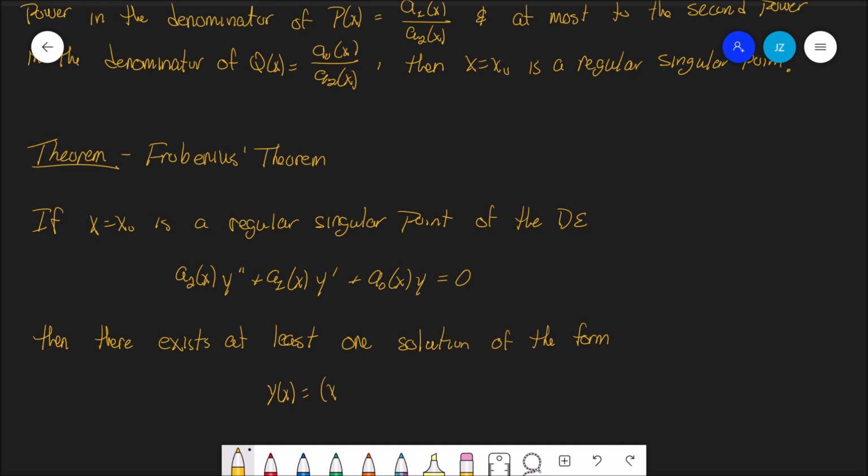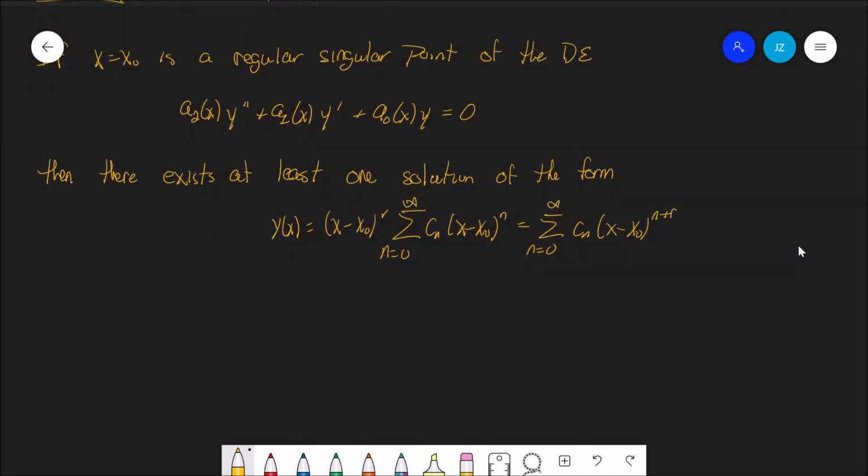y of x equals x minus x naught to the r times the summation n equals 0 to infinity of c sub n x minus x naught to the n. Or equivalently, summation n equals 0 to infinity of c sub n x minus x naught to the n plus r, where this number little r is a constant that needs to be determined.